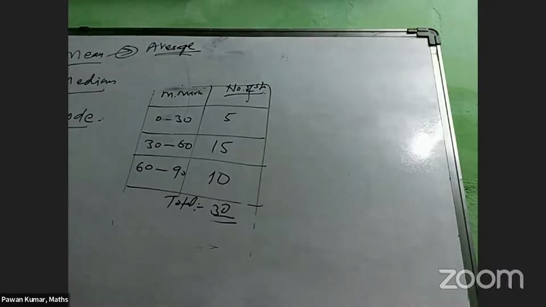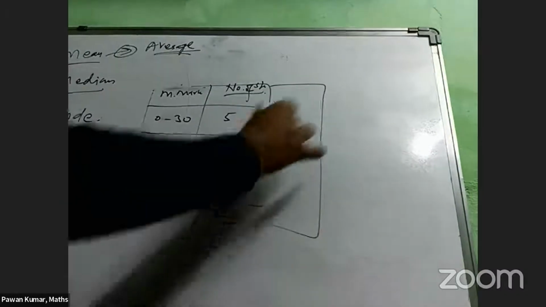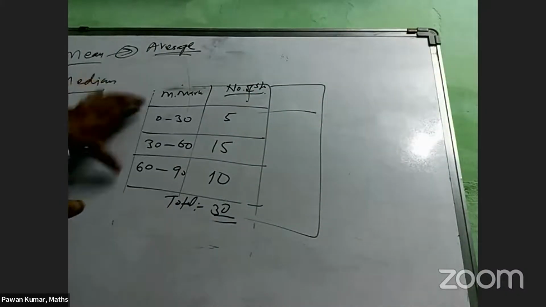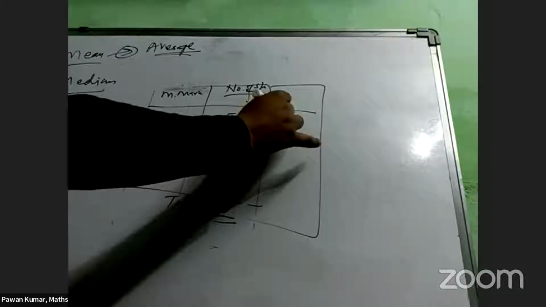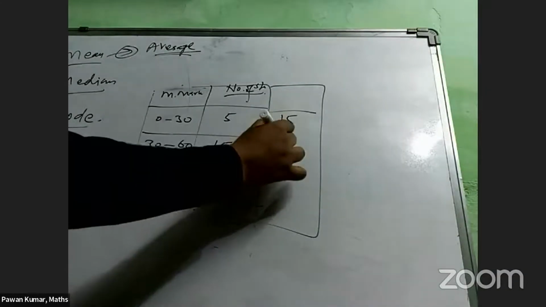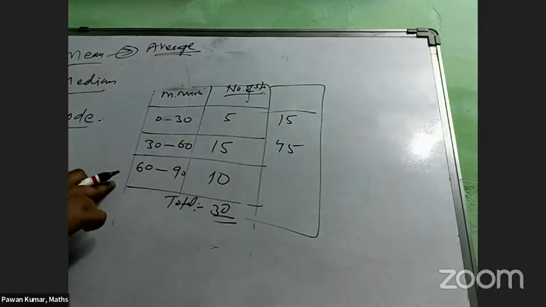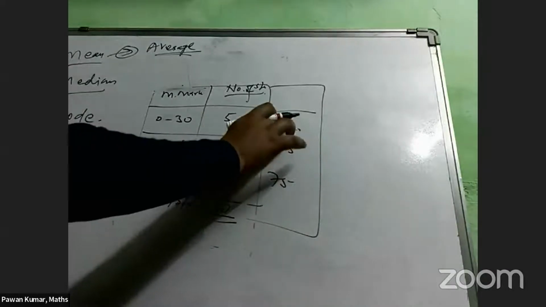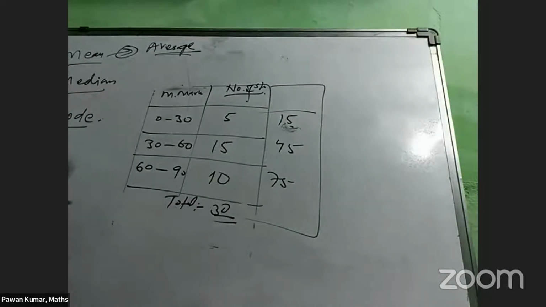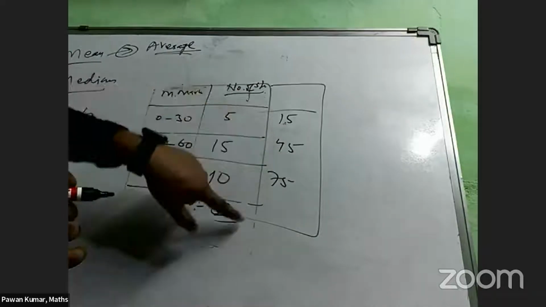How can we calculate it? This is grouped frequency data, so we find the class mark. For the class 30 to 60, it is 30 plus 60 over 2, which is 45. For 60 to 90, it is 75. Or you can simply add 30 each time, because the difference, the class size, is 30. It is good data, and that's why we use this.